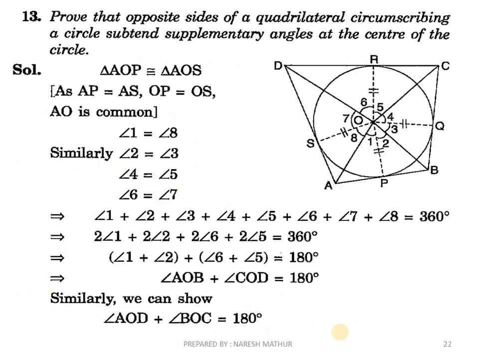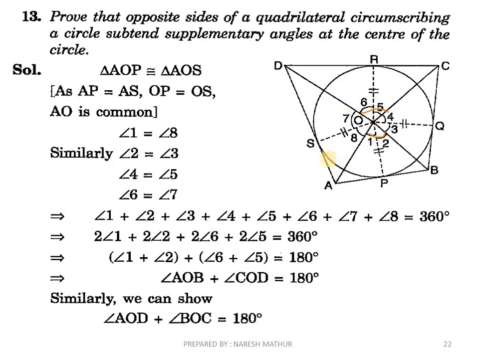Alright. Last question of this exercise. We need to prove that the opposite sides of a quadrilateral circumscribing a circle subtend supplementary angles at the center of the circle. It means we need to prove that AOB plus COD equals 180 degrees.